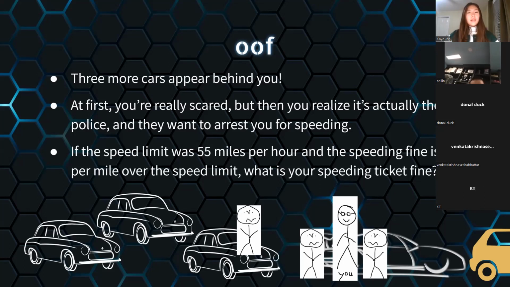Okay, yep, you guys are right. You don't have to actually do it. I'll just do it for you. Yep. 90 minus 55 is 35 times 15 is 525. So you have to pay $525 out of pocket.